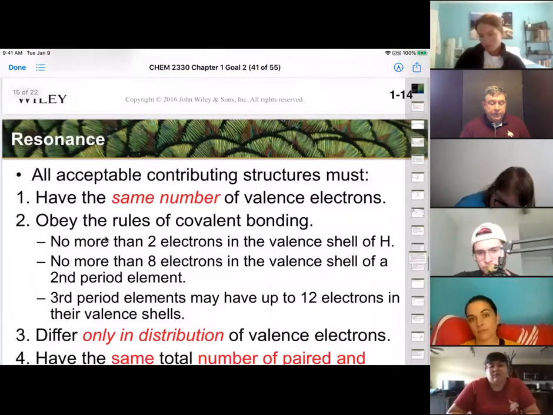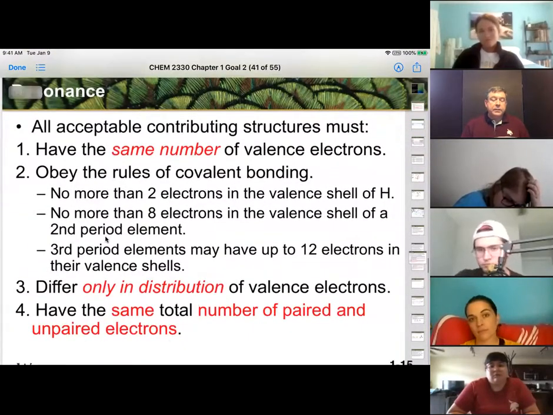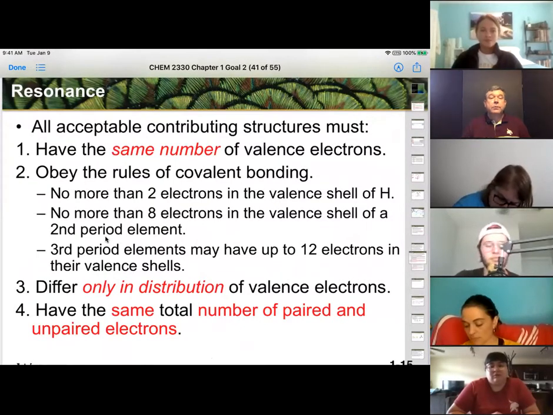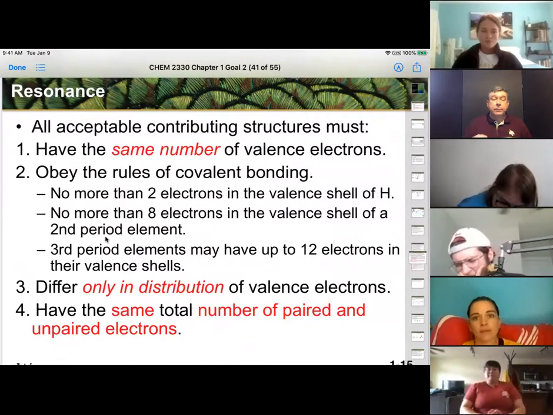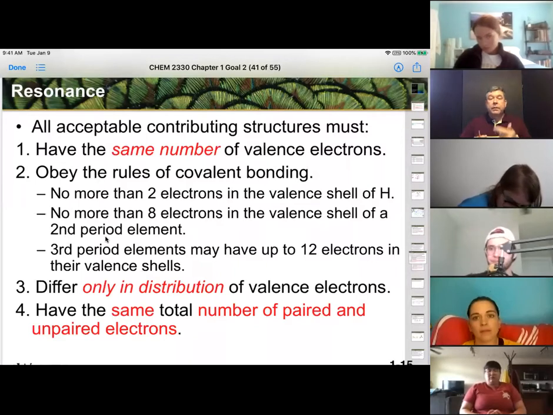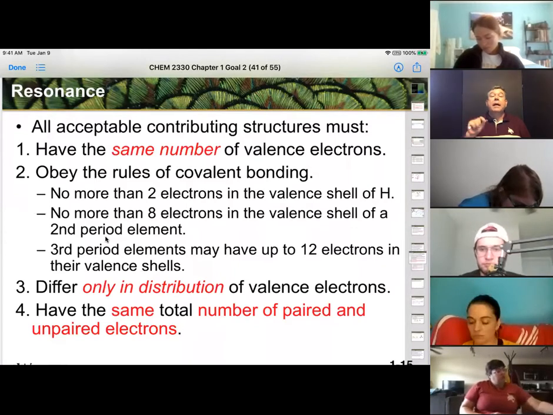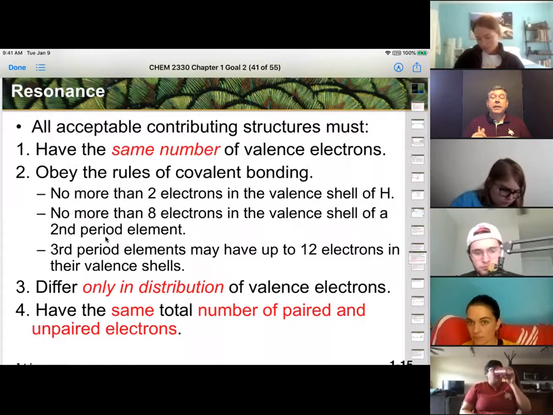Okay, so some other rules of resonance is that all acceptable resonance contributors must have the same number of electrons. You can't gain or lose electrons. Number two, you must obey the rules of covalent bonding. Hydrogens only have 2 electrons, never more. Anything in the second period, which is your carbon, nitrogen, oxygen, can only have 8 electrons in their outer shell. Occasionally, things in the third period, like sulfur and phosphorus, can have up to 12 electrons and can bond up to 6 times.